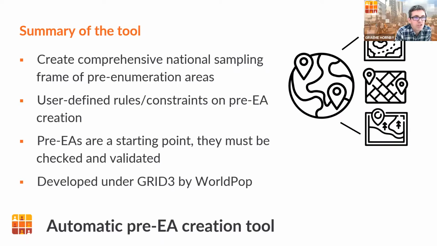I think I've already mentioned these points, but as a summary, the tool potentially creates a comprehensive national sampling frame of pre-enumeration areas with user-defined rules and constraints. Pre-EAs, like I said, are a starting point. They must be checked and validated. This tool has been under long development, primarily by our WorldPop colleagues.